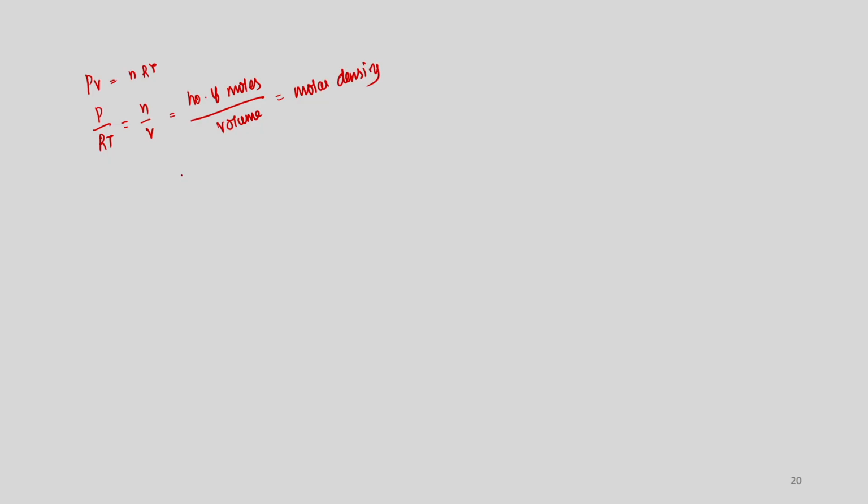Again, the mole is defined as mass upon molecular weight. So, if you want to convert into mass, then moles should be multiplied with the molecular weight of the air. Then number of moles into molecular weight is mass, and mass upon volume is density. So, that is P m upon R T.